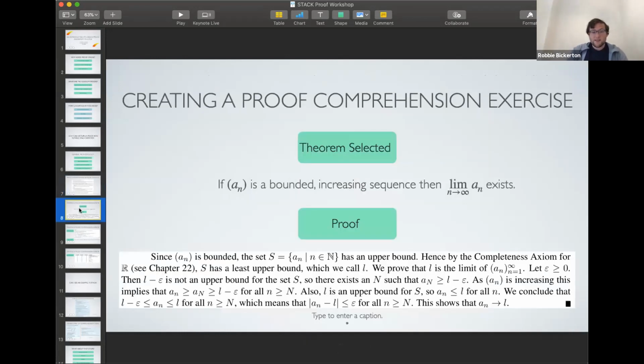So in order to make this a little bit more clear, I'm going to take you through an example of a question that I wrote. And this was the theorem that we selected. This appeared, as I said, in a first year introduction to proof course at Edinburgh. The theorem is, if we have a bounded increasing sequence, then the limit exists. And this is the proof that is taken verbatim from our course textbook. So this is the paragraph of the proof that the students will see in a textbook.